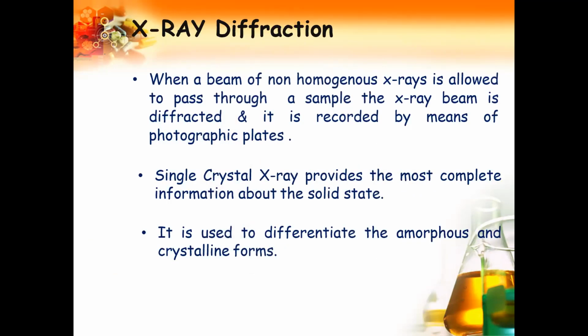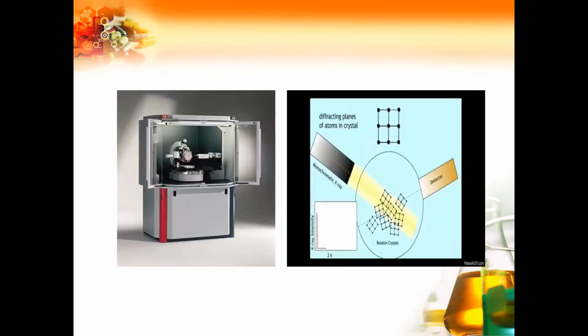The next analytical technique is X-ray diffraction. When a beam of non-homogeneous X-rays is allowed to pass through a sample, the X-ray beam is diffracted and recorded by means of photographic plates. Single crystal X-ray provides the most complete information about the solid state, or specific crystal form, or polymorphic form. It is used to differentiate amorphous and crystalline forms. Thus, it is a very important technique in the drug development process. Here you can see the X-ray diffraction process.